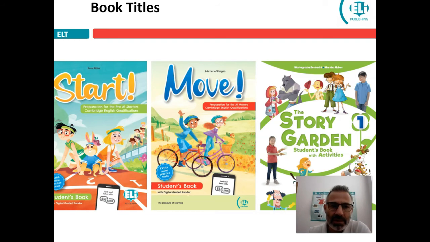We've got Start by ELI Publishing, we've got Move by ELI Publishing, and the other one I thought was useful to look at today was the first level of our new course book called The Story Garden. We saw one or two of the digital components, and there's also an app that comes with these books. We've been using the app for quite some time here in Italy, and the pupils really love it.